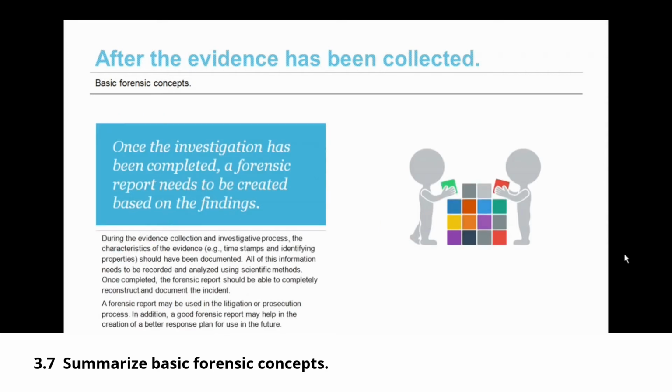Once the forensic process has concluded, or once the investigation has been completed, a forensic report needs to be created based on the findings of the investigation. During the evidence collection and investigation process, the characteristics of the evidence should have been documented, so you know what timestamps were present or any identifying properties that are associated with that evidence. All of this information needs to be recorded and analyzed using scientific methods. Once completed, the forensic report should be able to completely reconstruct and document the evidence.